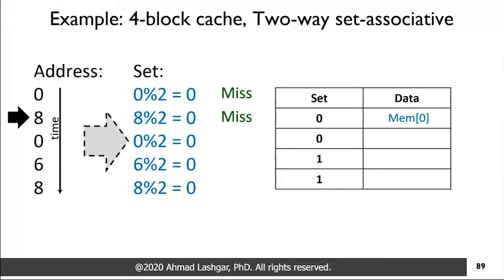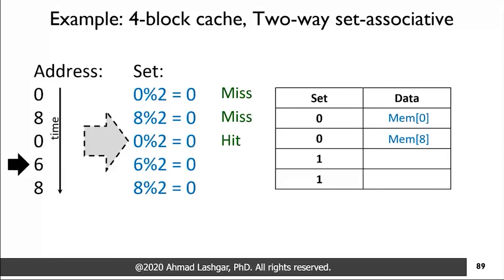We can keep memory 0 and use the other way of set 0 for keeping address 8. Then we go to the next request. Next request is for address 0. Address 0 is mapped to set 0, and in set 0 we have memory 0. And this time this is a hit, and we get the data from the cache.